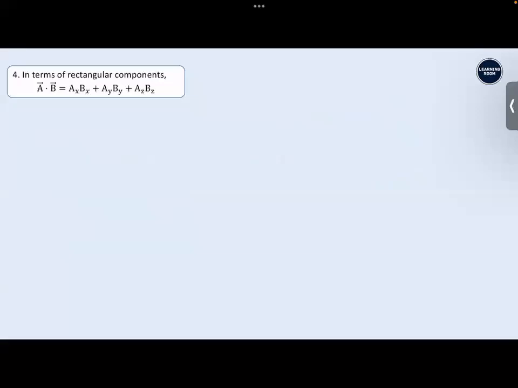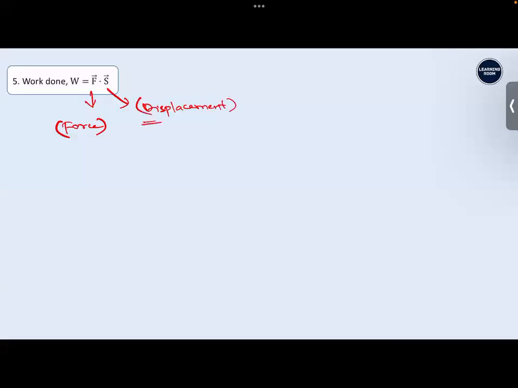In terms of rectangular components, we have already seen this. A vector dot B vector is equal to AX into BX plus AY into BY plus AZ into BZ. Instead of AX and BX, I wrote it as A1 and B1. That's the only difference. Next is work done, which I told you: F vector dot S vector, where F vector is force and S vector is displacement vector.